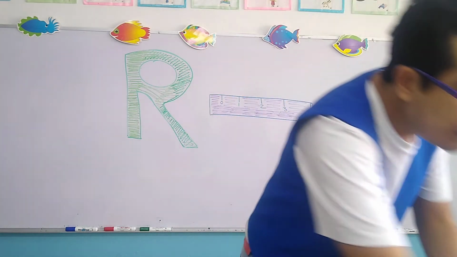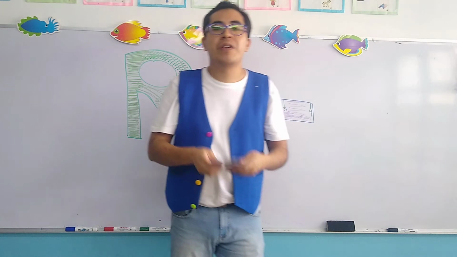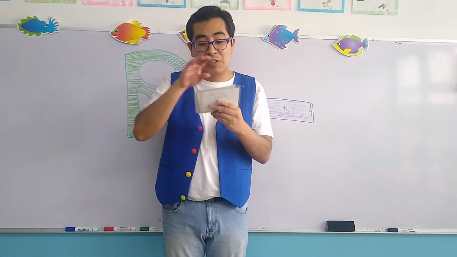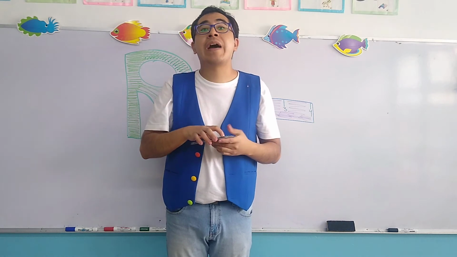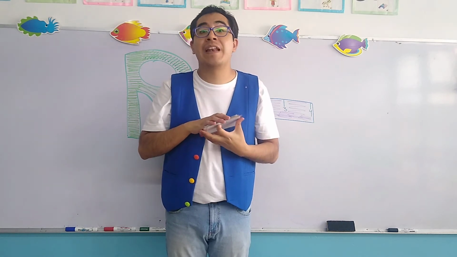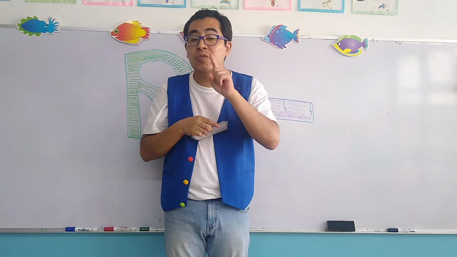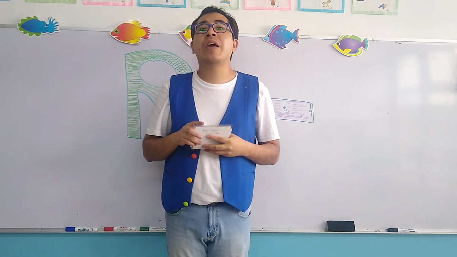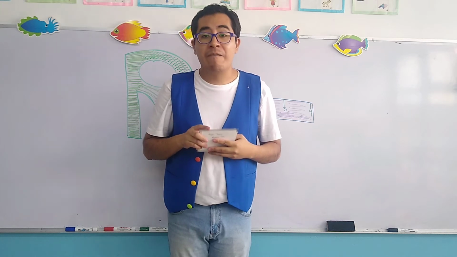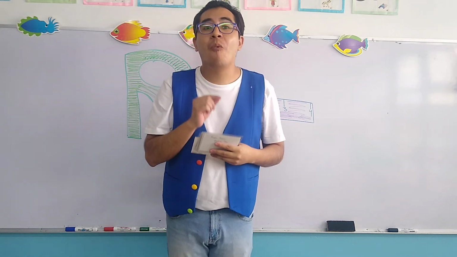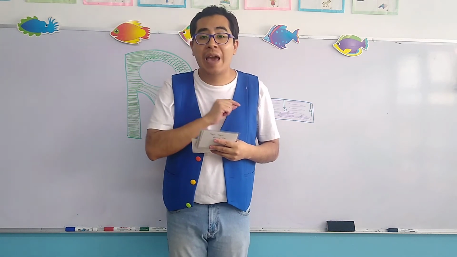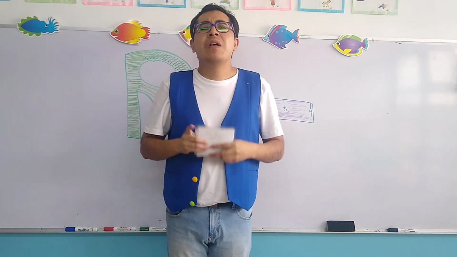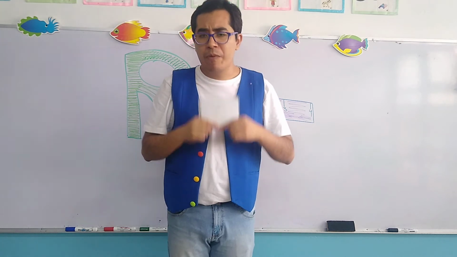For this, I brought here several cards. These are cards, and inside the card, we have an object and we have the letter in capital and small form. Now, for this, I am going to mention the object, okay? And for this, you have to tell me what letter does it have, okay? Very good. So, now, the dog. Do you remember the dog?